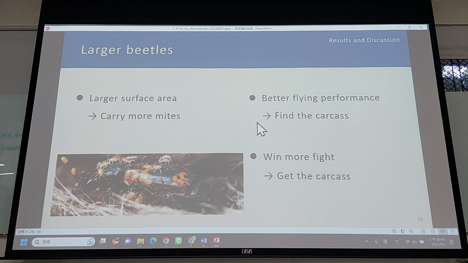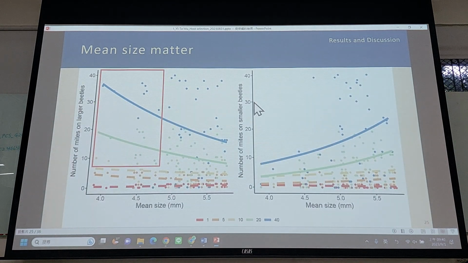So what's the benefit, what's the advantage of choosing a larger beetle? Well, maybe larger beetles have larger surface area, so they can carry more mice. And the larger beetle might have better flying performance when they have mice on their body, so they can fight for the carcass. And larger beetles will fight more. Maybe this indicates that the mice have more accessibility to the carcass.